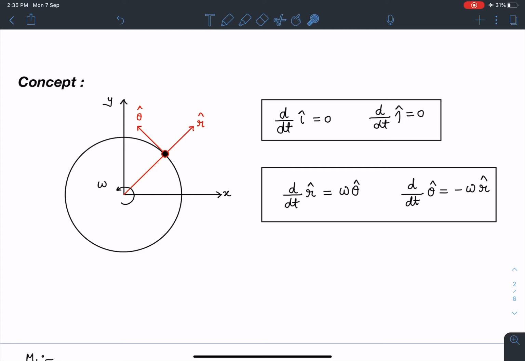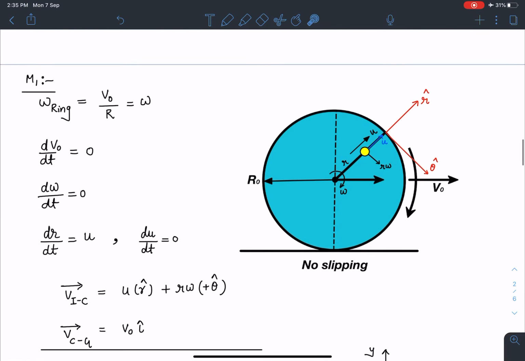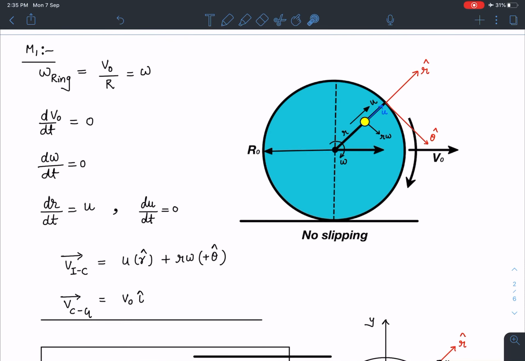Now we are going to use these results here. One thing you have to remember is that this theta cap I should always take in the direction of the omega vector, or in the sense of rotation of omega, so that I can use these results. So here this is the situation. Omega of this ring I can simply write as v0 by r0 because it is in pure rolling, and this v0 is a constant velocity for the ring, so its time derivative is going to be 0. Similarly, if v0 is constant, the omega of the ring also is going to be constant, so its time derivative is also 0.